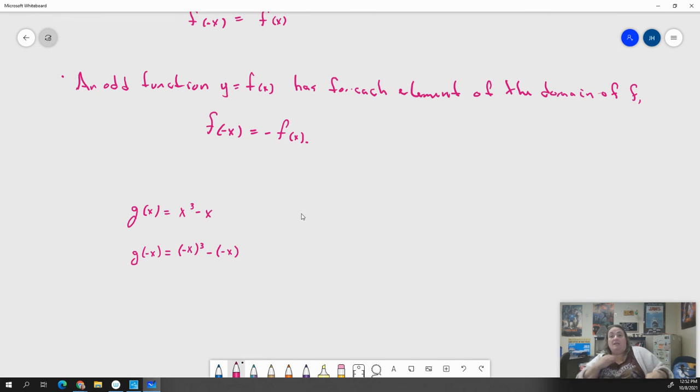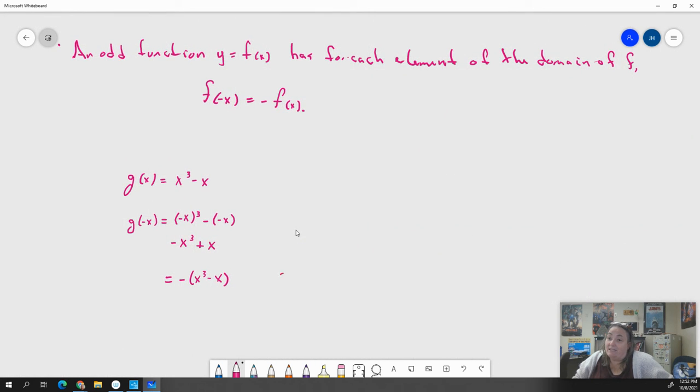Well, if I look at negative x cubed, negative x times negative x is positive x squared. But if I multiply it times another negative x, I get negative x cubed, right? Negative times negative x gives me positive x. And if you look at that, you're like, what the heck's going on? But I can just factor that negative out, and I could write negative, x cubed minus x, right? Which is what we had here. We've got our negative on the outside. We got our original thing back with a negative on the outside, which means that this is an odd function.